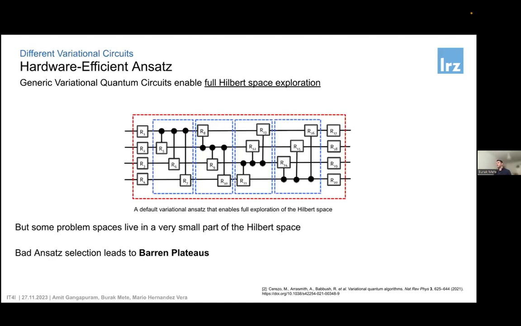So in summary, this ansatz gives you a mechanism to explore the full Hilbert space, but the electronic wave function that we search for actually lives in a much more confined, smaller subspace. That means the full exploration can actually be a disadvantage. Next slide, please.